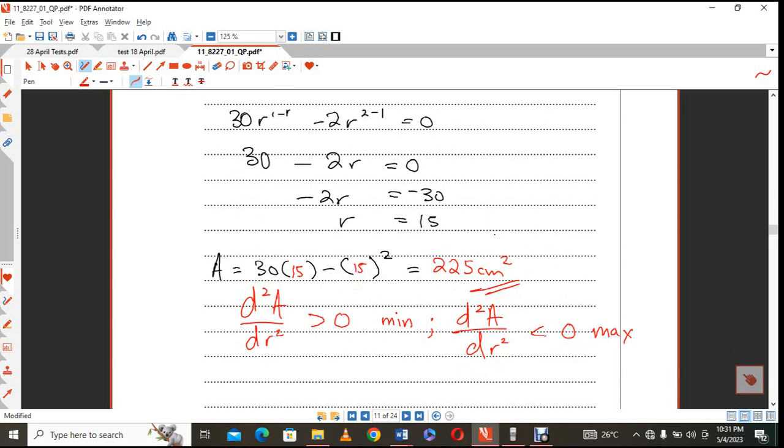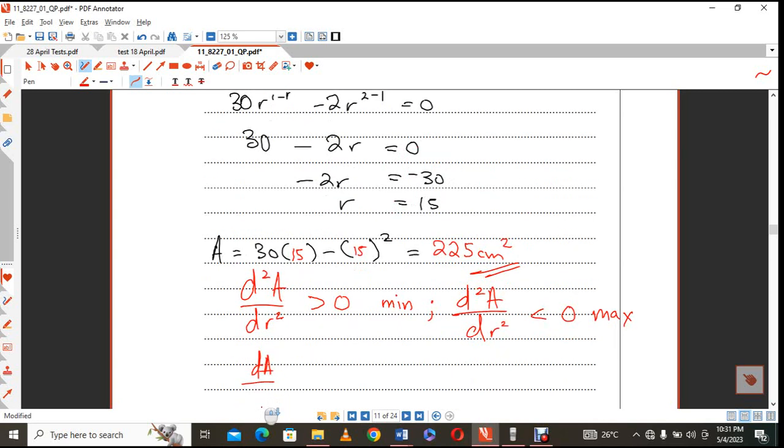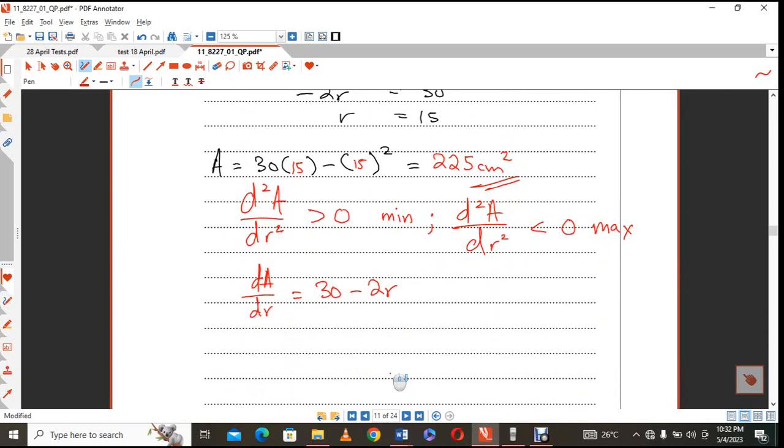So the first derivative, remember, our first derivative is over here. Our first derivative, dA/dr, is 30 minus 2r. So if you do the second derivative, you're going to have d squared A.